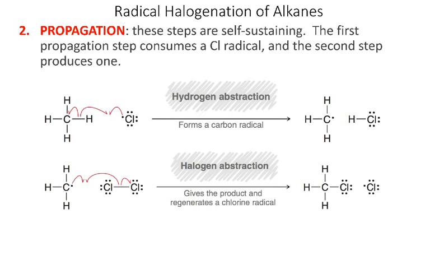The second propagation step in the radical halogenation mechanism is a halogen abstraction. So the new methyl radical that we created can encounter a Cl2 molecule, right, and then it can abstract one of the chlorine atoms, creating a new chlorine radical. They can go on to find another alkane and continue the reaction.